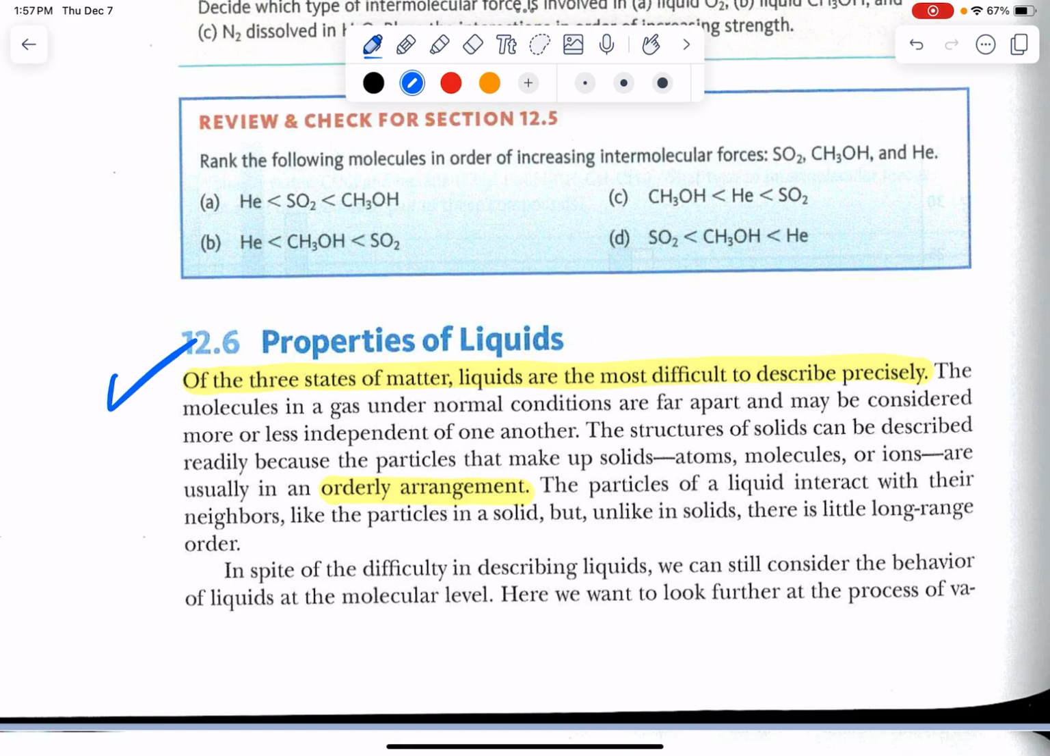When we talk about liquids, these are the most difficult to describe precisely because you don't have an orderly arrangement and you don't have a purely random arrangement like you do with solids and with gases. And so you have to think about what's going on in terms of the interactions between those particles when they're so close together, but not in a geometrical pattern or arrangement. And that's where those intermolecular forces in the previous section come in.